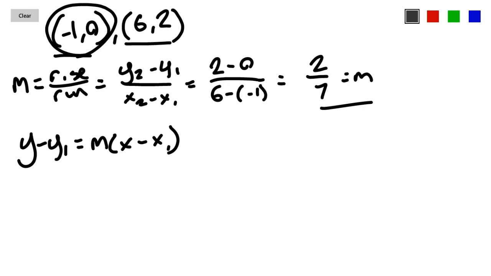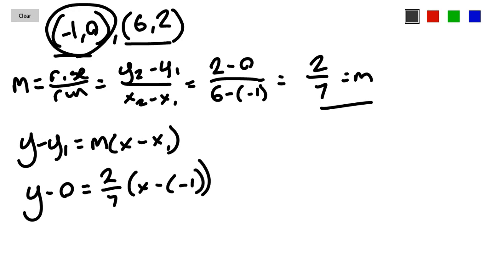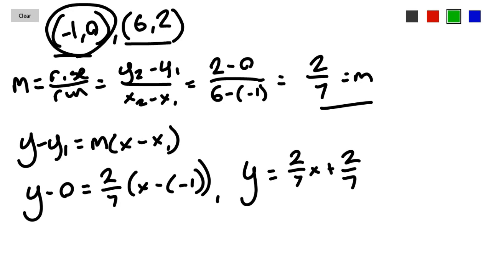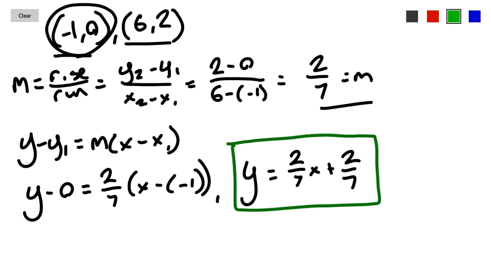So if I plug it in, I've got y minus 0 is equal to m. We found out what m is. It's 2 over 7, so I'm going to plug it in. 2 over 7 times x minus -1. And then you just work out the math. And I've got y is equal to 2 over 7 times x plus 2 over 7 as my answer. So notice how we have it in the form that we want, y is equal to mx plus b.